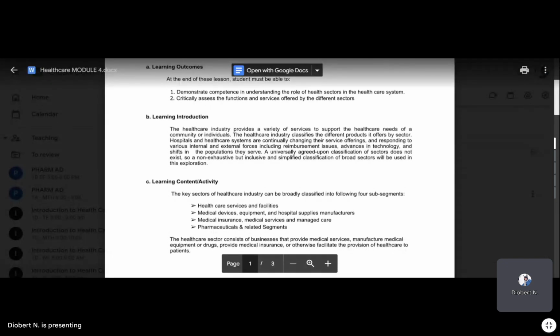Okay, the following are the key sectors of the healthcare industry that can be broadly classified into the following 4 sub-segments. Number 1, healthcare services and facilities. The healthcare services and facilities could either be a government-owned hospital, which is definitely funded by the government, the people, and we also have a hospital that is privately owned, and this hospital is funded, of course, by a private citizen.